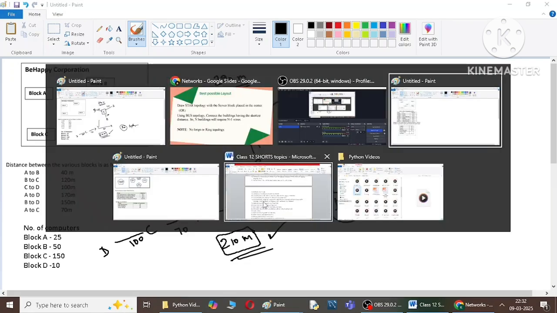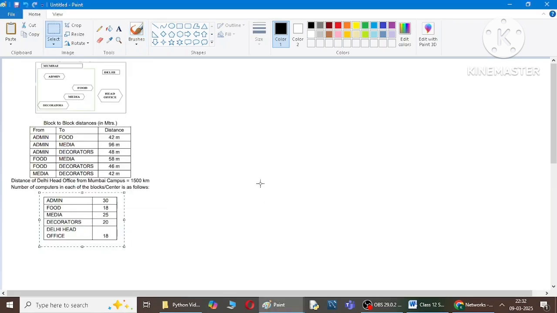Okay, the next question. There is another question. All these things are taken from the sample question papers. Look at this. There are 4 blocks in the Mumbai campus: admin, food, media, and decorators. There is one head office in Delhi. Don't ever draw this in any layout or count its number of computers. Don't involve this head office in any of this work.